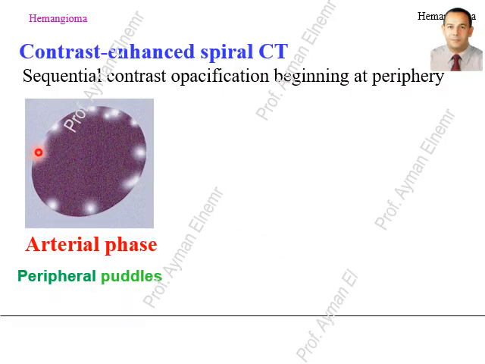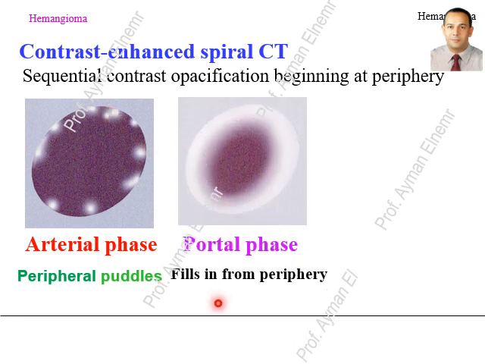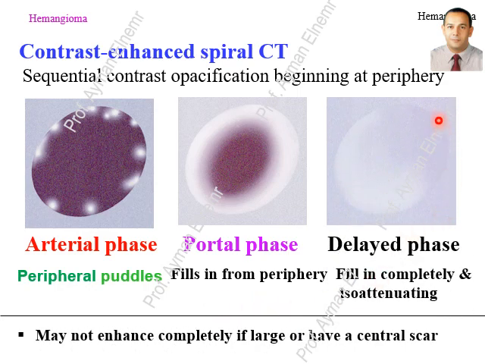By contrast-enhanced spiral CT examination, the characteristic finding is the sequential contrast opacification, which begins at the periphery. So in the arterial phase there is a peripheral budding, as we see here in this diagram. In the portal phase, the filling continues in a centripetal fashion. In the delayed phase, the lesion fills completely with contrast and becomes isoattenuating in relation to the surrounding liver tissue. The hemangioma may not enhance completely if large, or have a central scar.